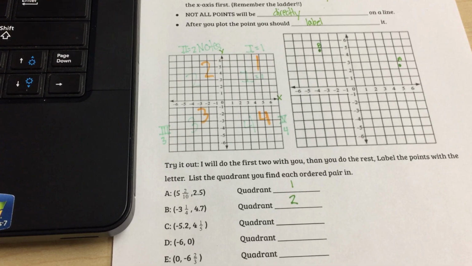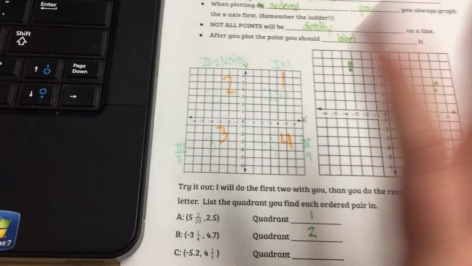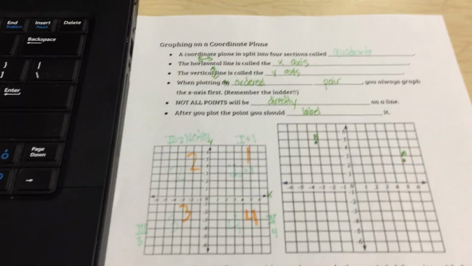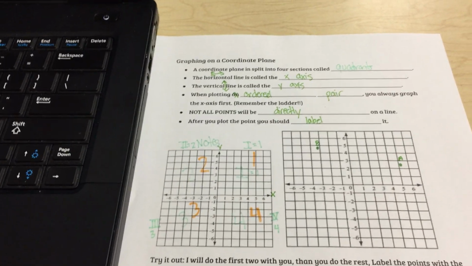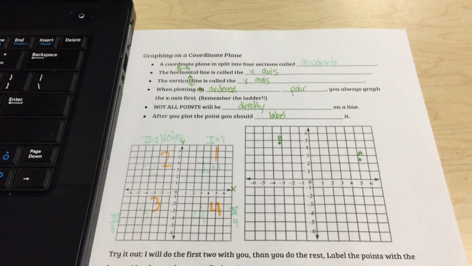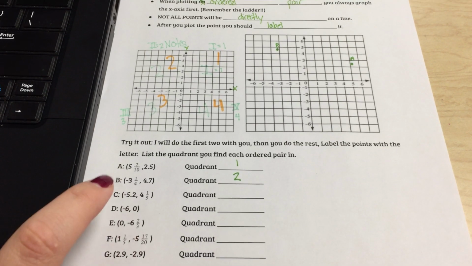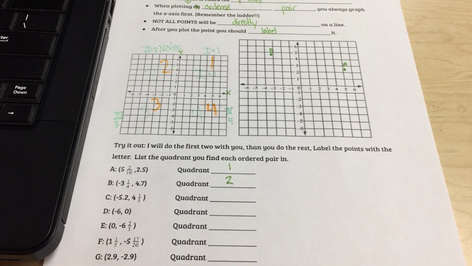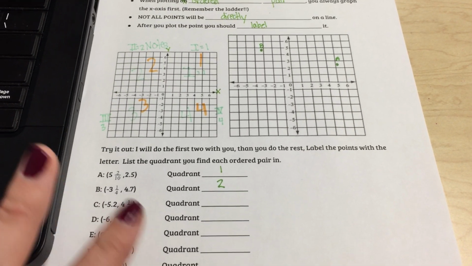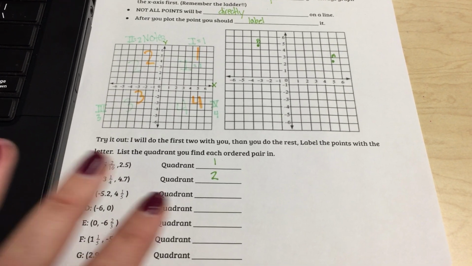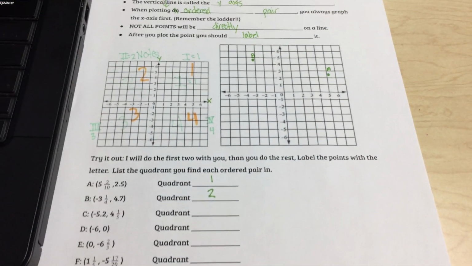Notice your plots and my points are not going to be exactly perfect or exactly equal on the graph, but they should be pretty darn close. So you guys have 5 left for you to try. Graph them the best you can. Write down the quadrant they're in, and we'll go over it tomorrow.